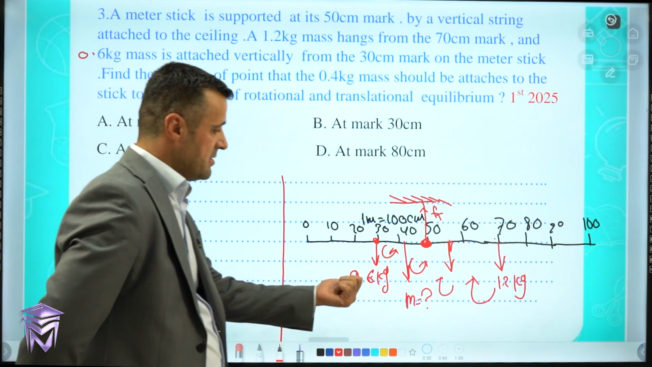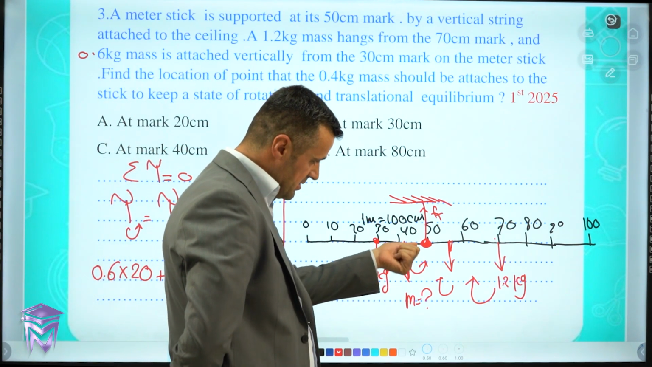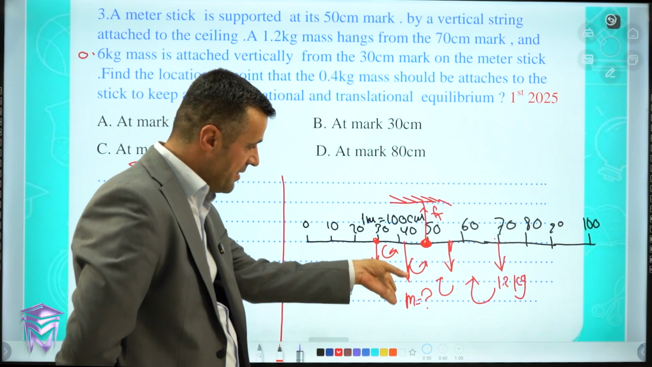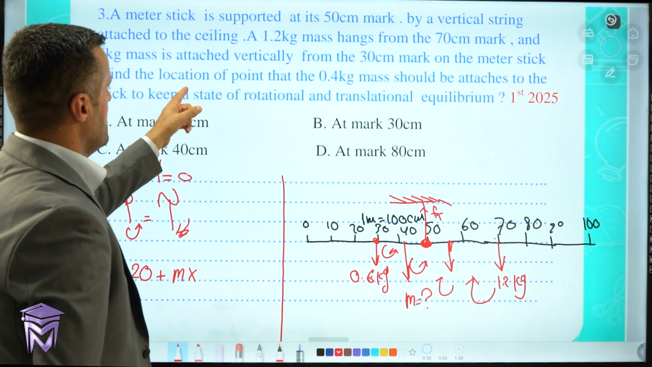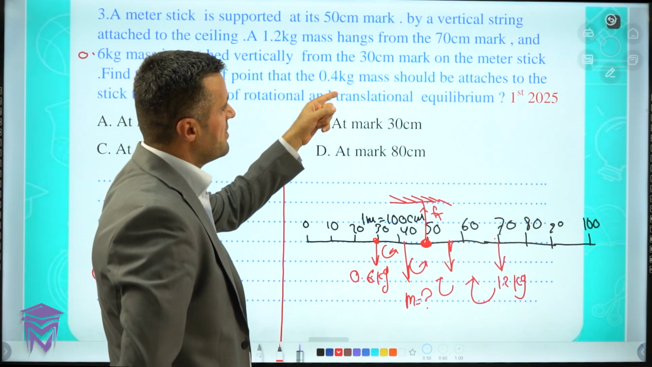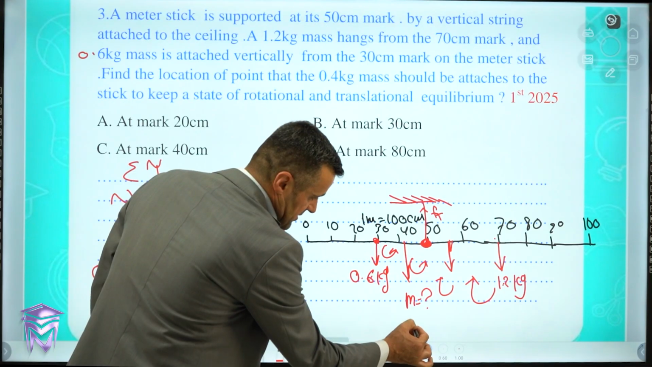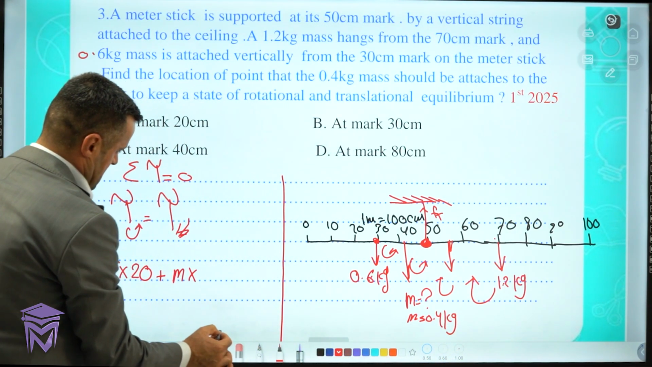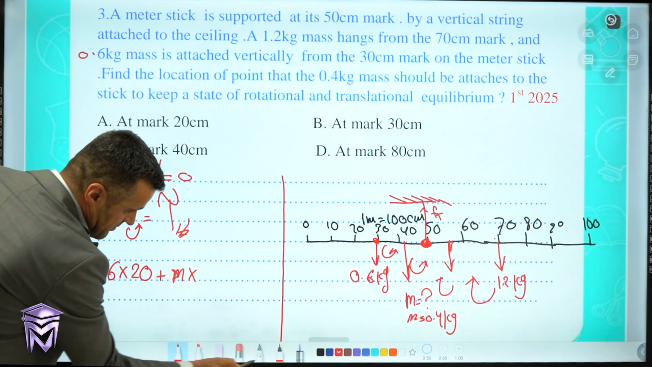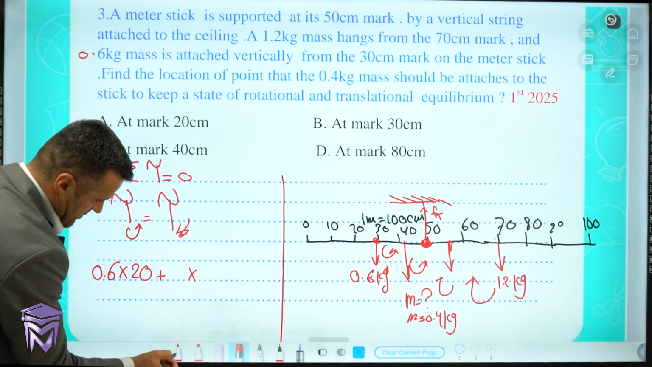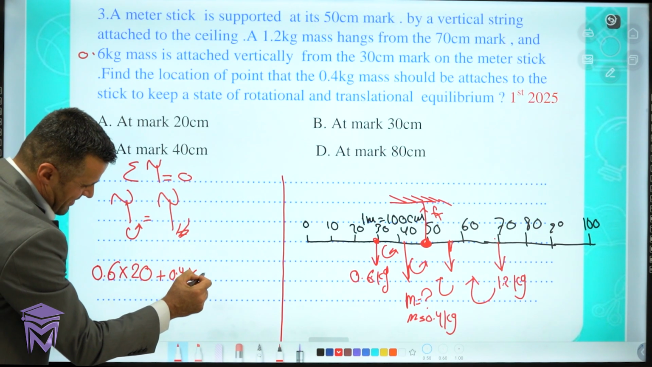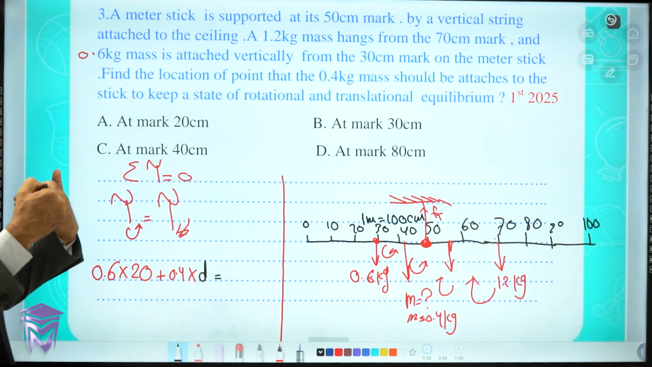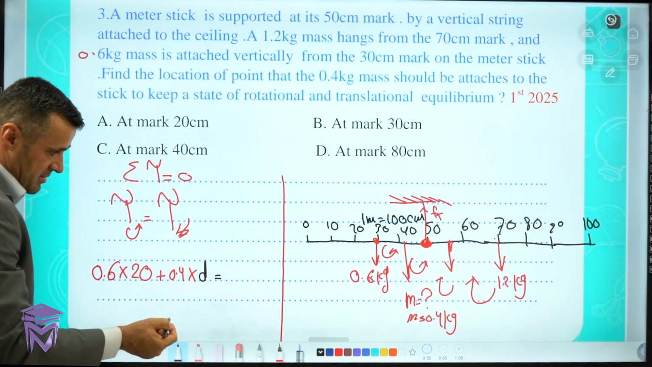times what's the distance between the axis of rotation and this mass, because it is at the point where the 0.4 kilogram mass should be attached. This mass is 0.4 kilogram. 0.4 kilogram times D. D we haven't found. We have to determine or calculate it.